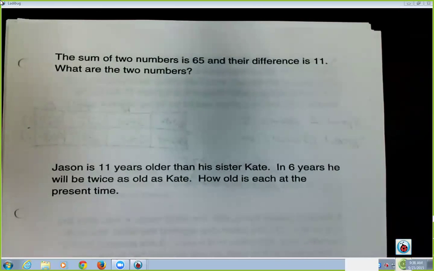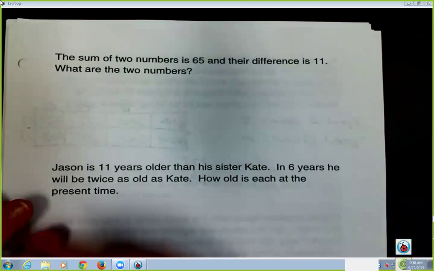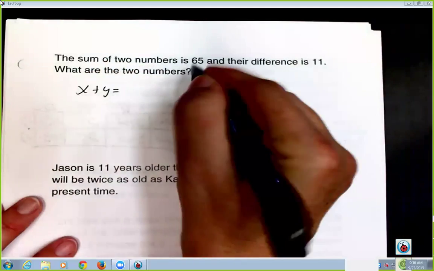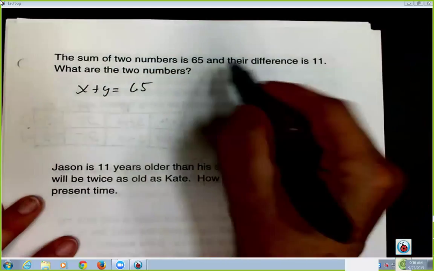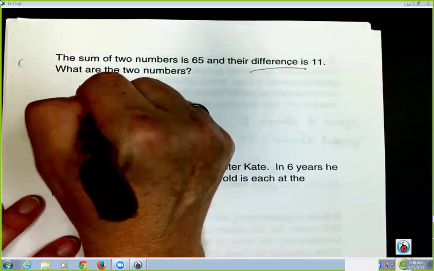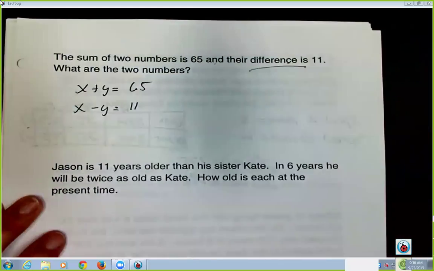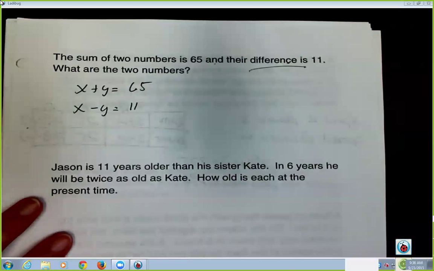The sum of two numbers is 65 and their difference is 11. What are the two numbers? So this one you can use x and y. So x plus y is 65. And their difference means subtraction, x minus y is 11. And I think you're good on setting that one up. Yes? Okay.